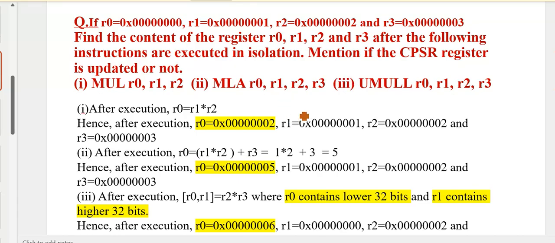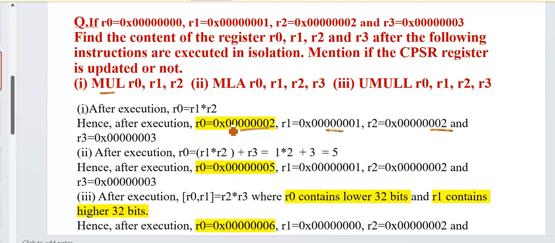So the first instruction is MUL R0, R1, R2. This is multiplication, the destination is R0, and the operands are R1 and R2. These are 32-bit contents. This is a small-number 16-bit multiplication because only one destination is given. R0 is the destination, and R1 and R2 are multiplied, so R0 is equal to R1 times R2. In R1 we have 1, in R2 we have 2, so 2 into 1 is 2 only. So that is the answer.